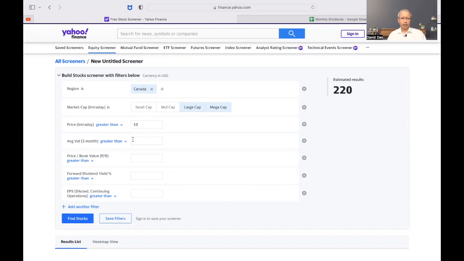The average volume 3 months, I'm going to stick with some liquid stocks, which is 100,000. Price to book value, I'm going to keep it less than 3. Forward dividend yield, I want to have a yield which is more than 4%. And EPS, which is the earnings per share, I want to have it positive. So now I have a list of 19 stocks.